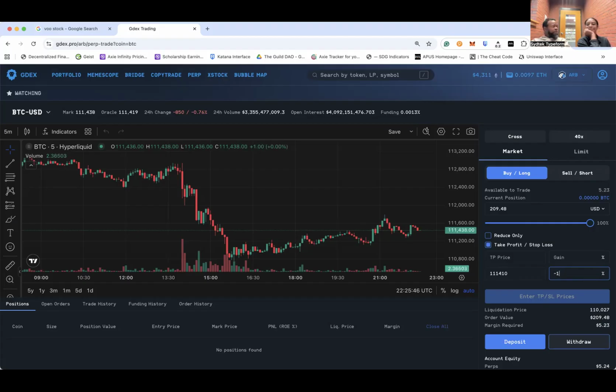$10. That doesn't seem like much of a risk. You ain't gonna make no damn money either. That thing will pop down and pop right back up. You're gonna get stopped out. You see what I'm saying? If you only do 1%, you can get stopped out immediately.